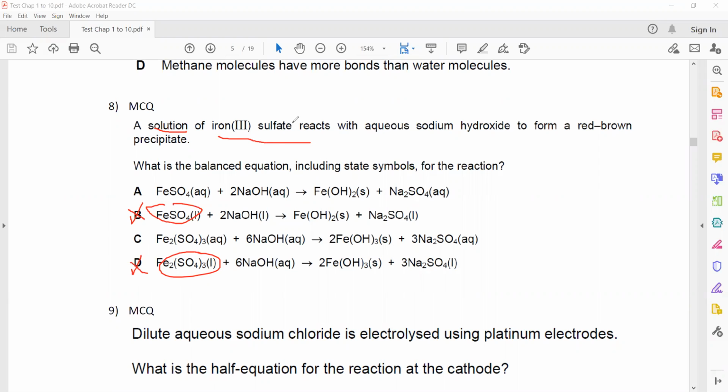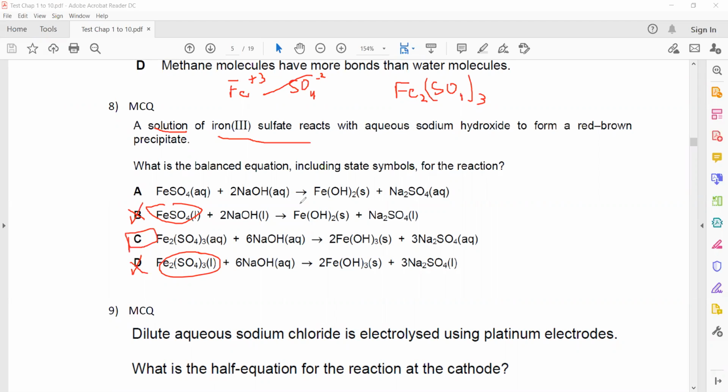Then you should know the correct formula for iron 3 sulfate. So iron 3 sulfate, if iron is +3 and sulfate, which is SO4, is -2, when you cross multiply, the iron 3 sulfate formula will be Fe2(SO4)3. So which is the right equation for iron sulfate? So only C is the right equation.